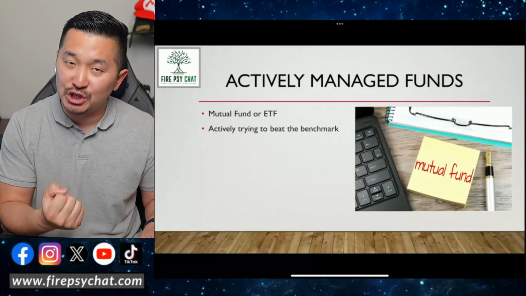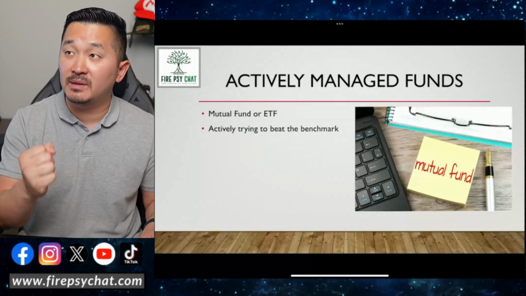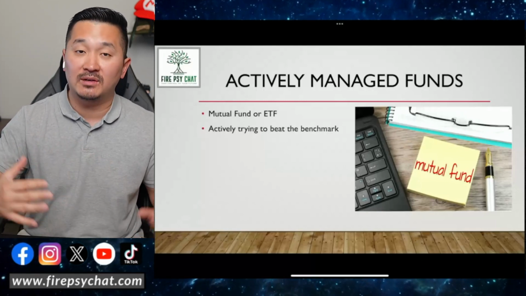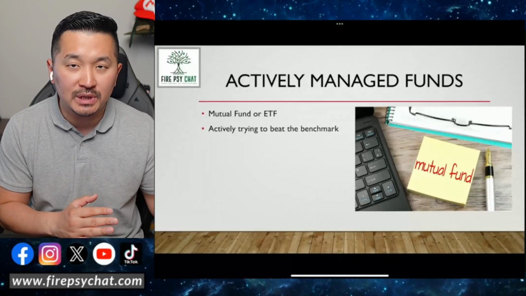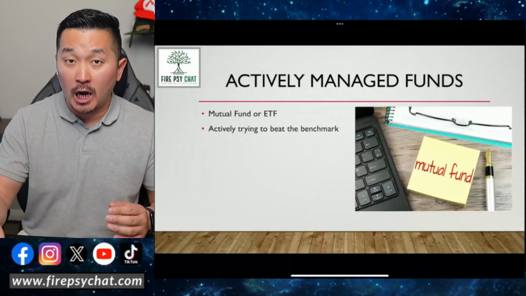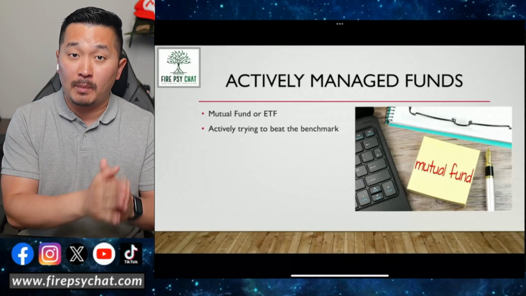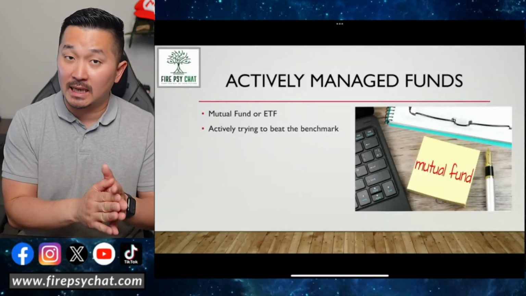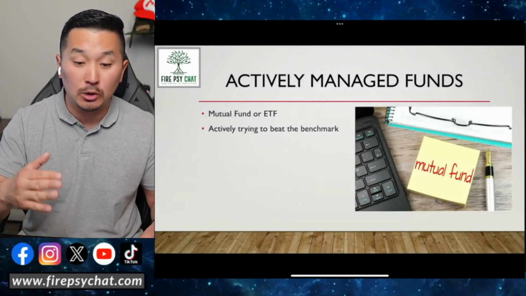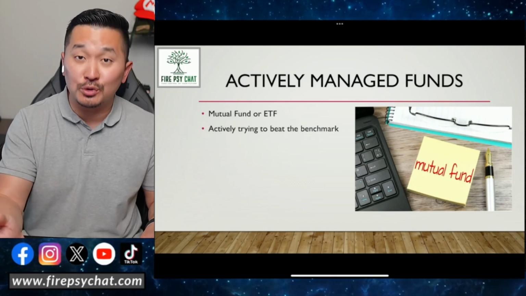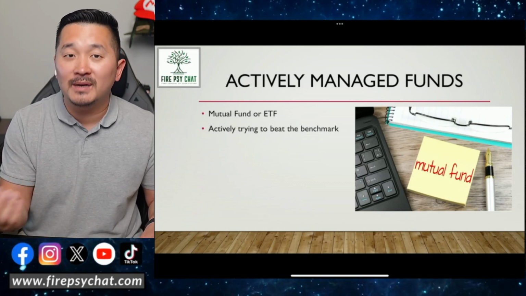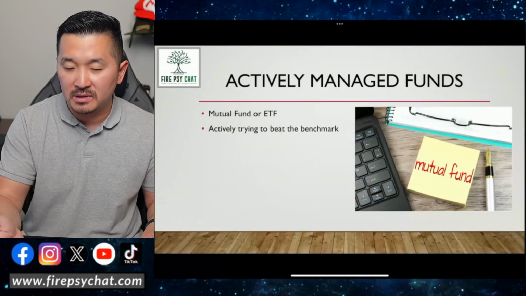You are the person in charge of this actively managed mutual fund with a basket of stocks, and you look at the S&P 500 and it's performing 10% so far this year. Your job is to beat that 10% by buying and selling stocks inside the mutual fund and get that 12, 15, or maybe even 20% return. If you don't, then people will sell out of your mutual fund and go somewhere else, right? That's how an active fund typically works.